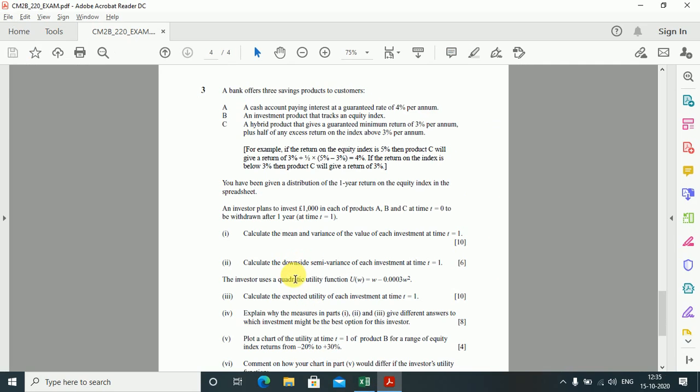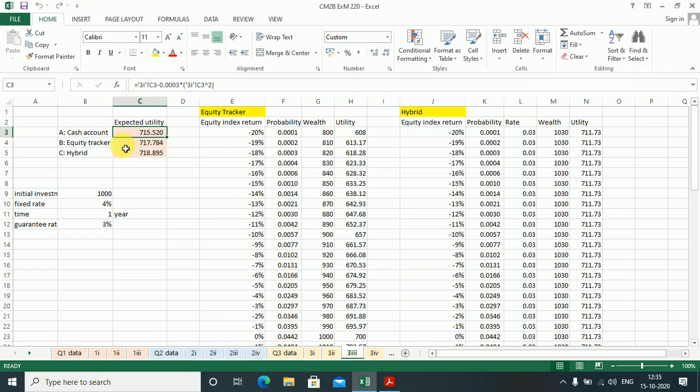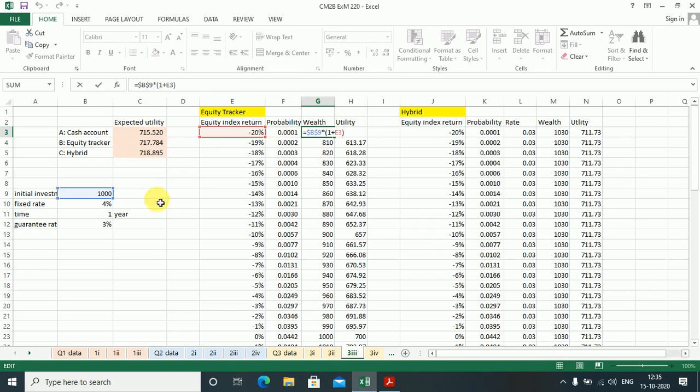For part 3, the investor uses a utility function U(W) equals W minus 0.003 W square. Calculate the expected utility of each investment at time t equal to 1. For the cash account you can directly put the values, that is 1000 minus 0.003 times 1000 square, since wealth is directly given. For the equity tracker we need to calculate wealth, which again gets accumulated for 1 year as stated.